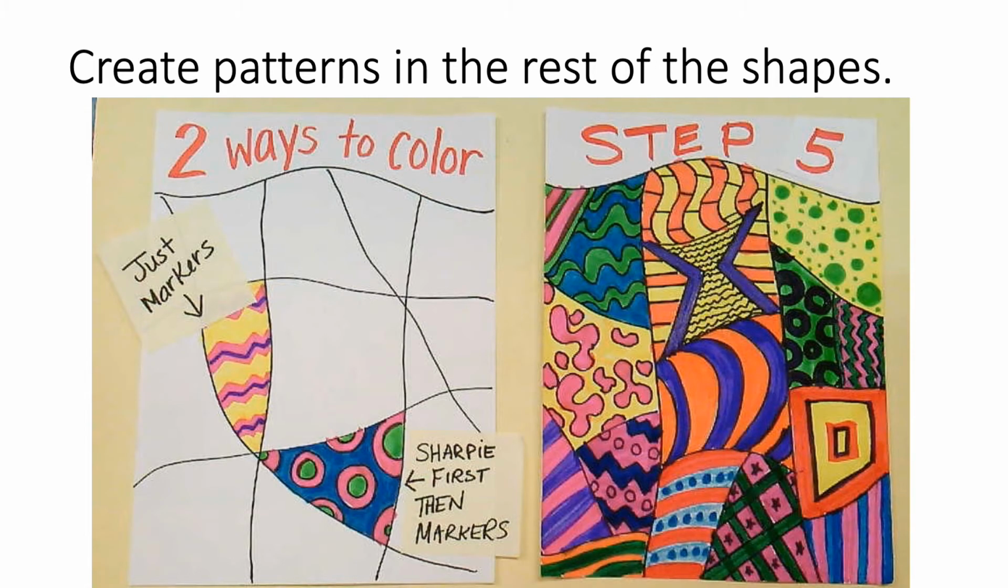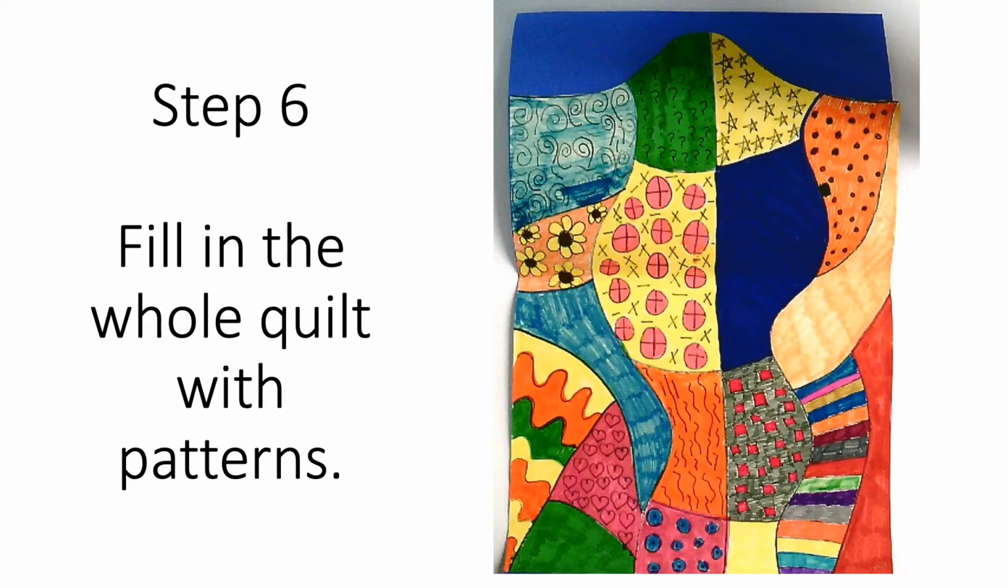Now, the rest of the quilt can be done 2 ways. You can either just use markers, 2 or more colors in each shape, or you can use Sharpie first to make patterns and then color it in with markers. Go ahead and hit pause as you color in your entire quilt. Your quilt should be filled completely with patterns and colors.